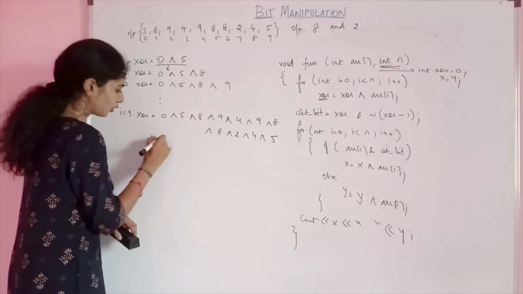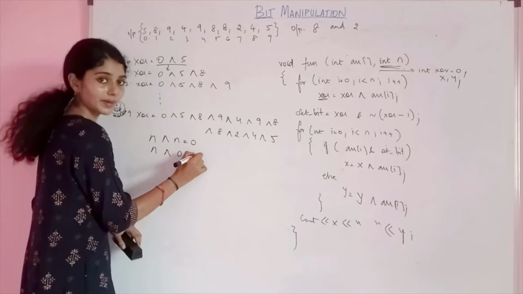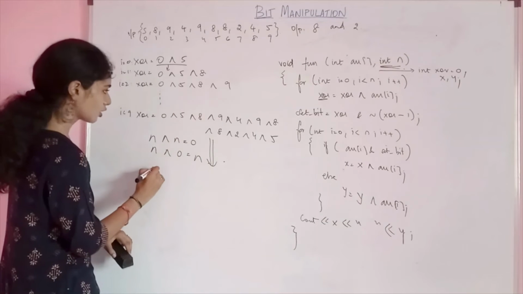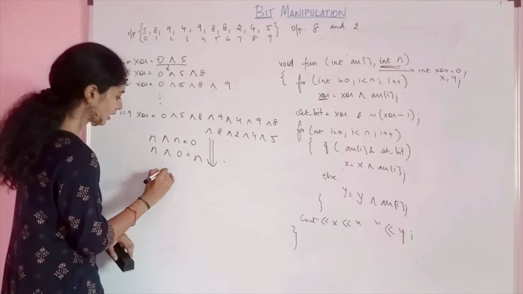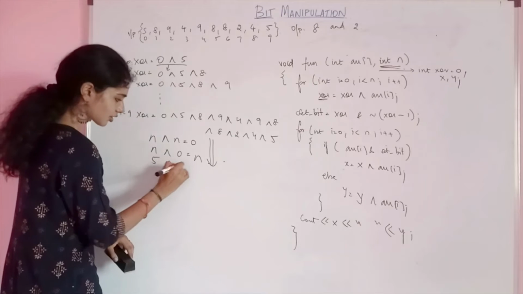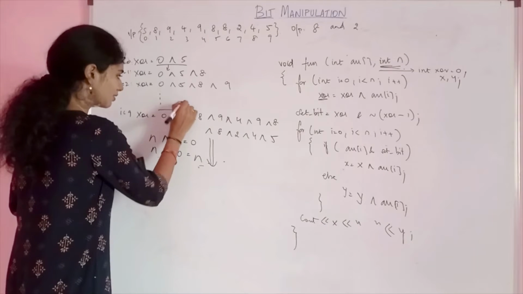Alright. So what do you know? Any n XOR with n is equal to 0, and any n XOR with 0 is going to be n itself. Alright, so let's rewrite this. So you have 0 XOR 5, which is again going to be 5. And 5 XOR 0 is going to be what? 5 only. Okay, so this can be written as 5 XOR 8.